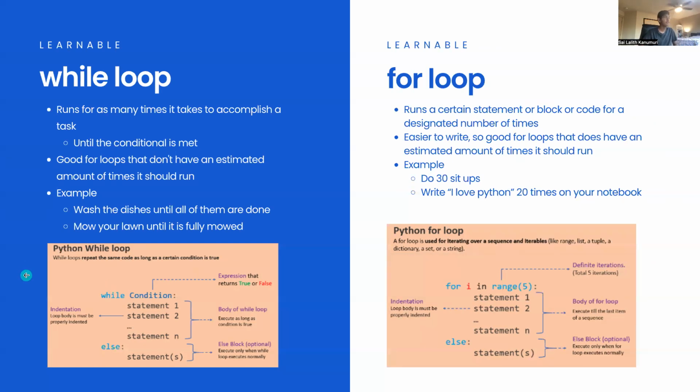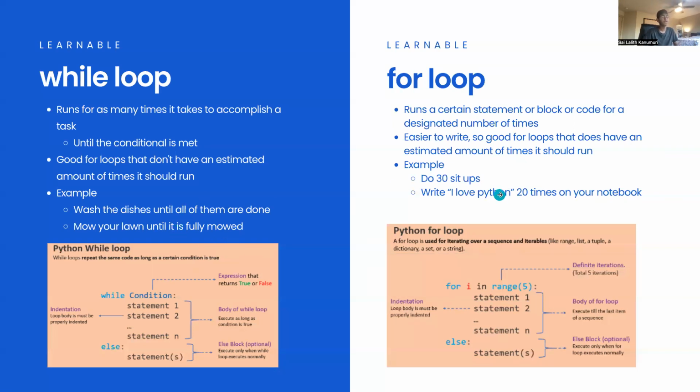So it's good for loops that don't have an estimated number of times. For example, you wash the dishes until all of them are done, or you mow your lawn until it's fully mowed. You do not know how many dishes there are, and you don't know how many square yards your lawn is, hopefully. I mean, if you do, that's amazing. That's an amazing thing to know, but not a lot of people will. So if you don't know how many times you need to run, having a while loop is very, very useful.